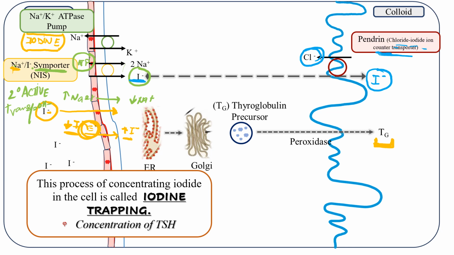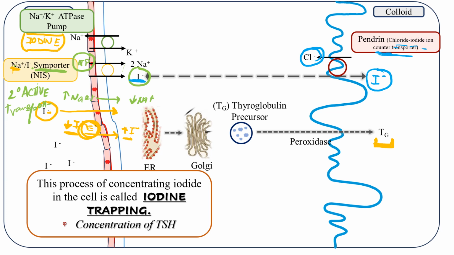Okay. So now once this iodide is inside the luminal space in the thyroid follicle, we would want to convert it into iodine. So how does that happen? Now we have a very interesting enzyme called, one second.